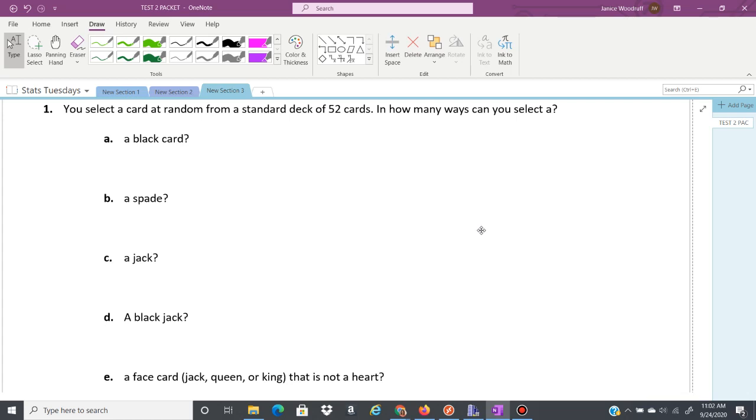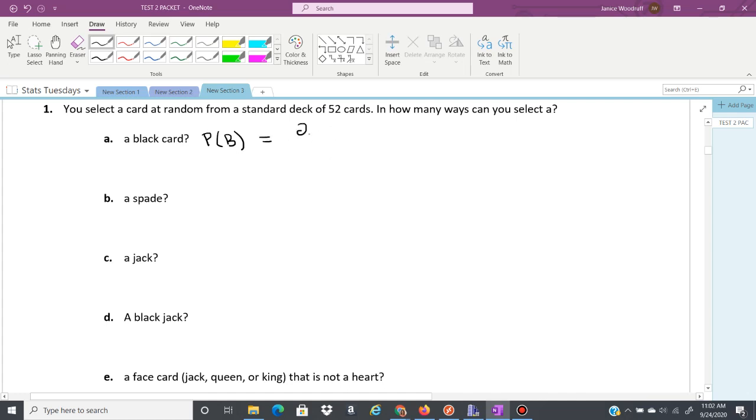So 2 of the suits are red, and then 2 of the suits are black. So for a black card, you would have a total of how many different black ones that you could pick out? Yeah, 26. So there are 13 clubs and 13 spades. So that would be 26 out of 52. Half are red, half are black. So it's 1/2. Okay, which would be 0.5.